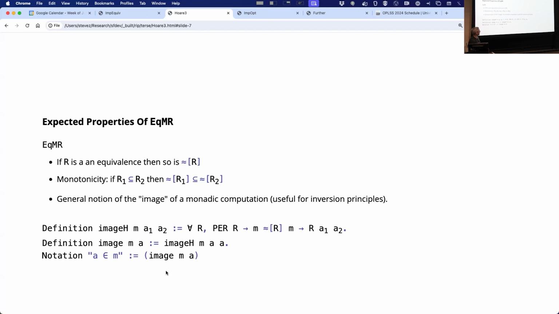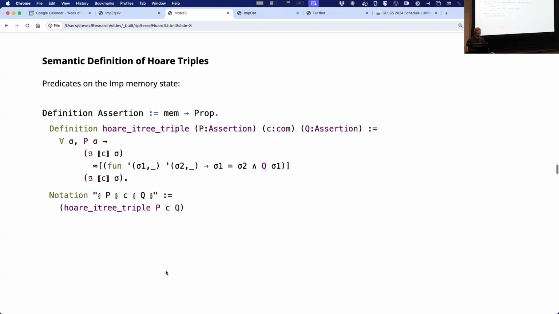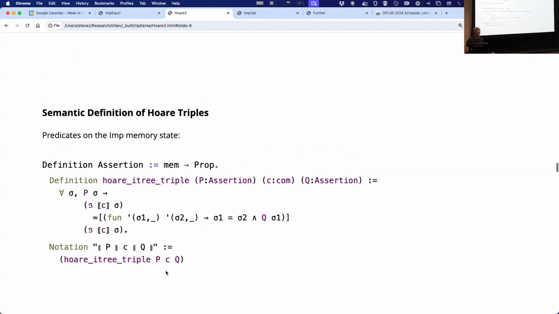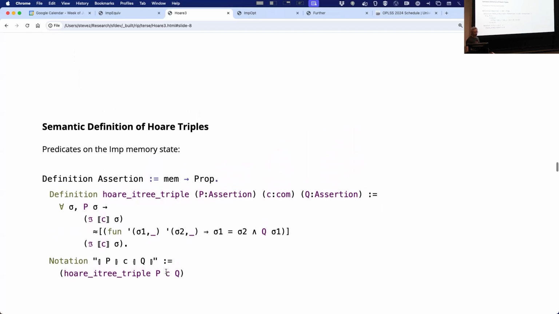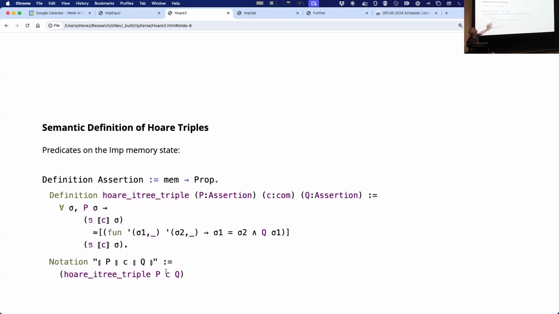So it's a nice definition. If you think of a monad as a generalized container where the leaves tell you what's in the container, the image of M tells you that one of the leaves contains the value A. So it's sort of like inclusion. Okay, so those are some intuitions. And here is how we can define the unary logical definition.